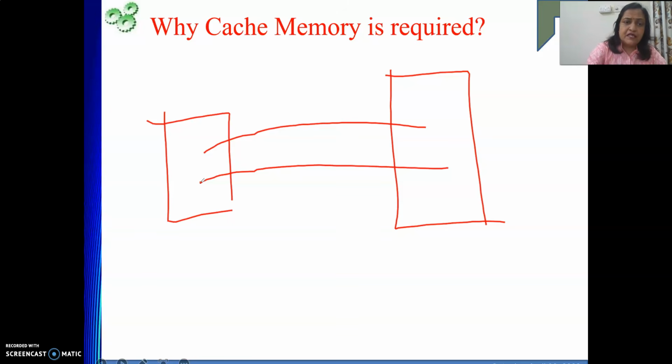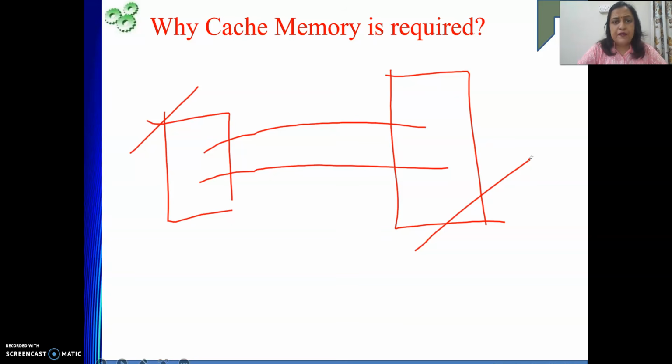And see, the processor is of higher speed, and memory will take some time to give you the instruction and data. During that time, what will the processor do? The processor has to wait for the instruction and data. So during that time, the computational capability of the CPU will be wasted, because it cannot perform anything while waiting for data and instruction. So during that time, the CPU is not doing anything.